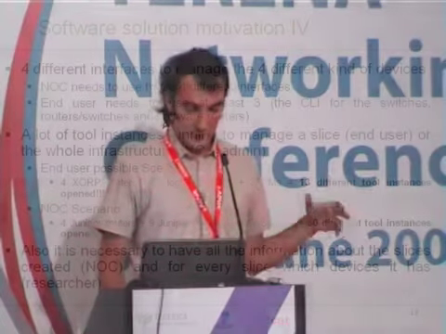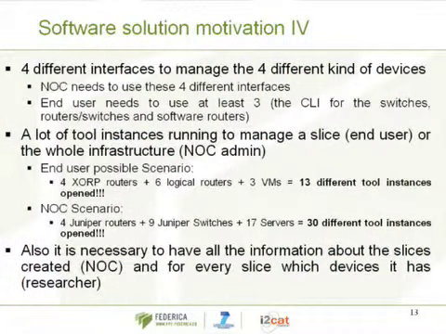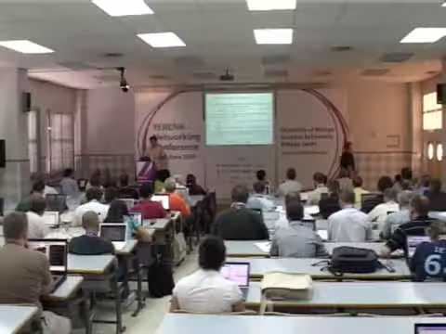That means, for example, that a possible scenario for the end user is 4 software routers with 6 logical routers and 3 virtual machines. That means 13 different tool instances opened to manage his slice. And also for the NOC scenario, as we told, we have 30 devices, so we have 30 tool instances opened.